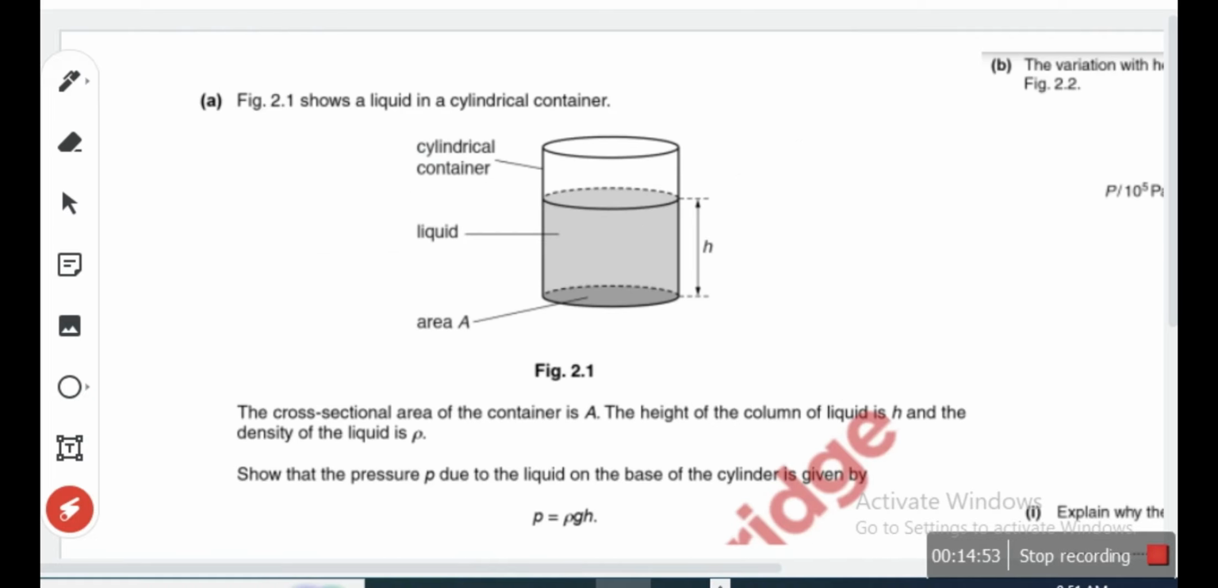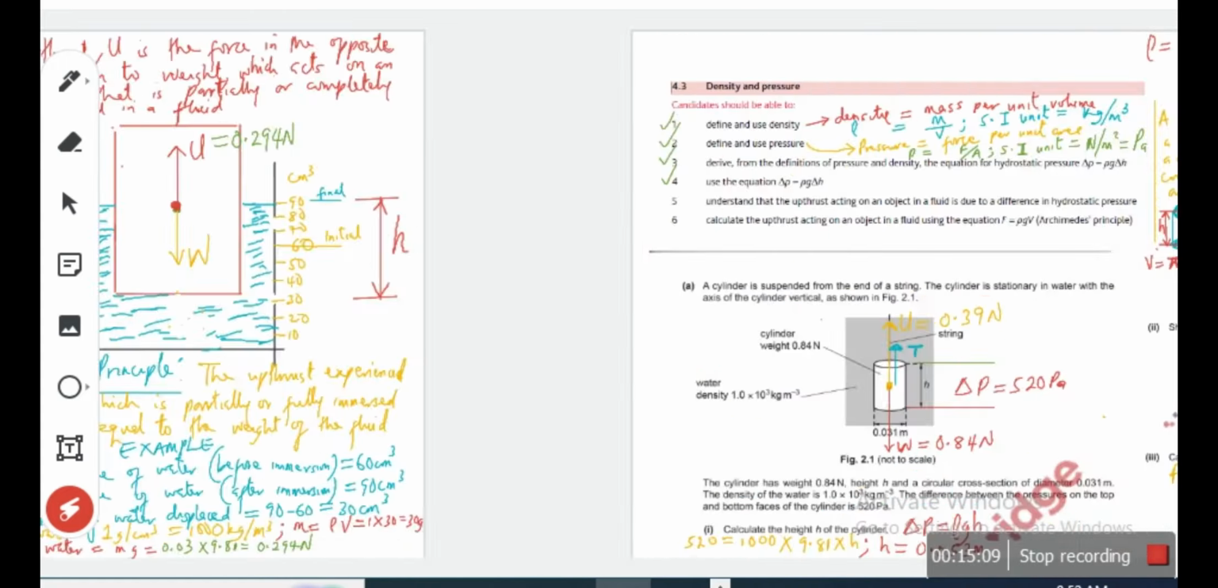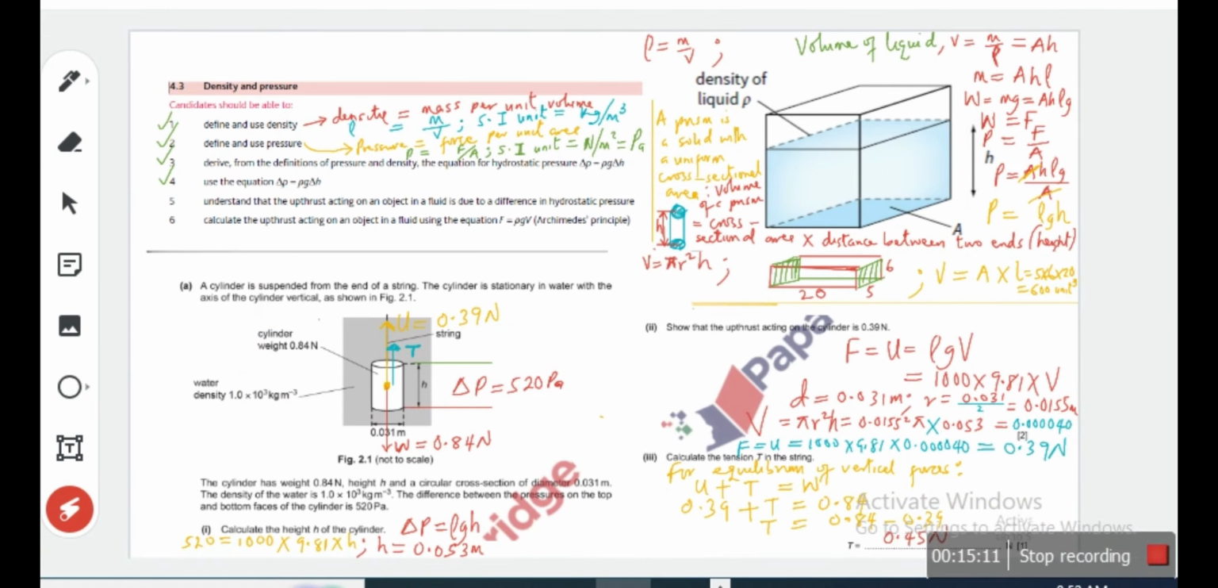Look at this. See the question. It says, show that the pressure P due to the liquid on the base of the cylinder is given by P equal to rho g h. What are they asking you to do? Prove all those things I proved for you earlier. That's why you need to understand the proof. Remember when we carried out the proof. So you need to understand the proof because it's a recurring question. This is all they want you to do, to show that P equal to rho g h.